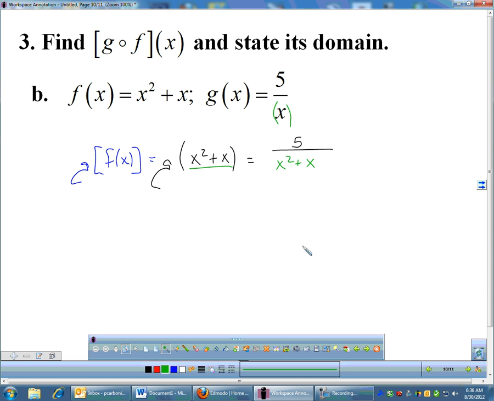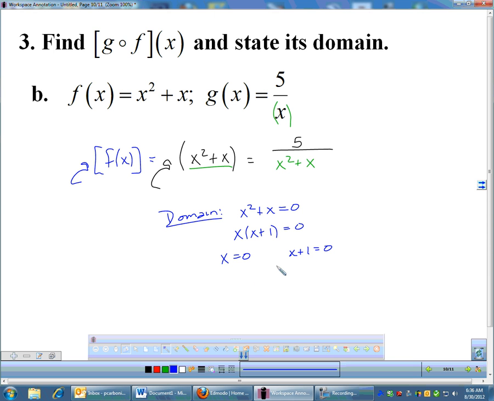Now here I have a fraction. Now the last one was a square root. If you have a fraction, remember the bottom cannot be 0. So I'm going to go ahead and do the domain now. So x squared plus x, I'm going to set that equal to 0 and solve for x. Let's see. I will factor out an x. Leaves me with x plus 1. And then you set each factor equal to 0. And that gives me x cannot be negative 1 and 0.